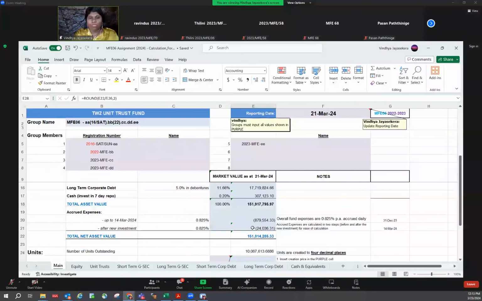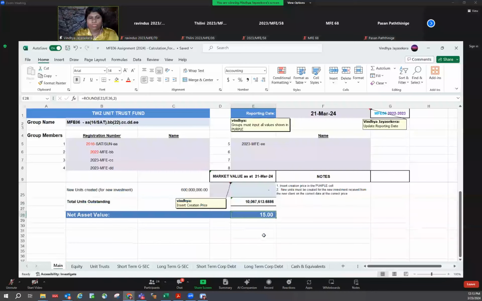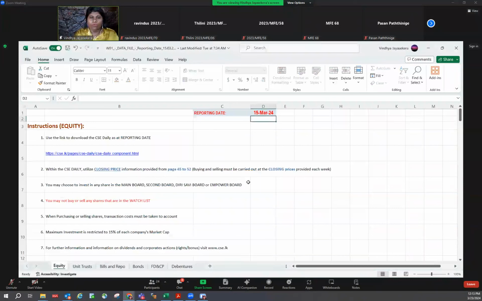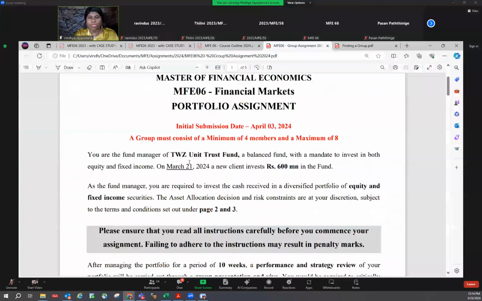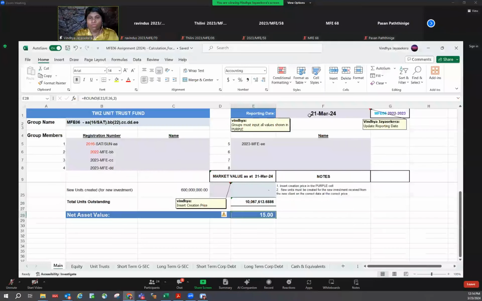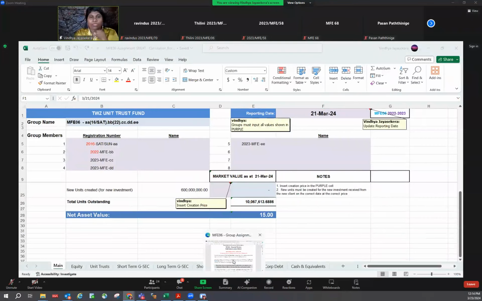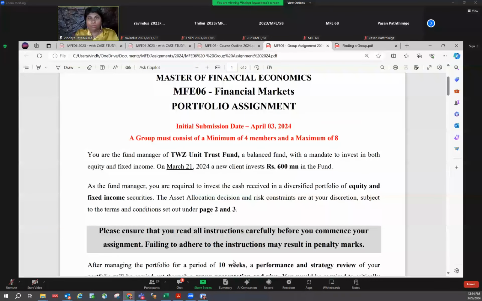This portfolio is roughly 150 million in size with a 15 rupee price at the moment. So what will happen is you will have to take this portfolio, and there's a new client that's bringing in 600 million on the 21st. So now you know what your portfolio value is on the 21st, right? There is a client who's bringing in new money, so that 600 million now has to get invested.